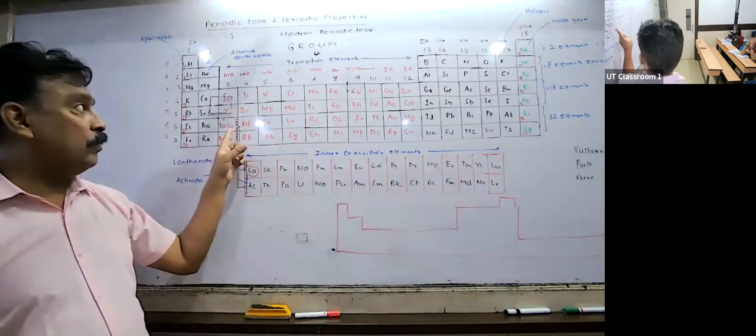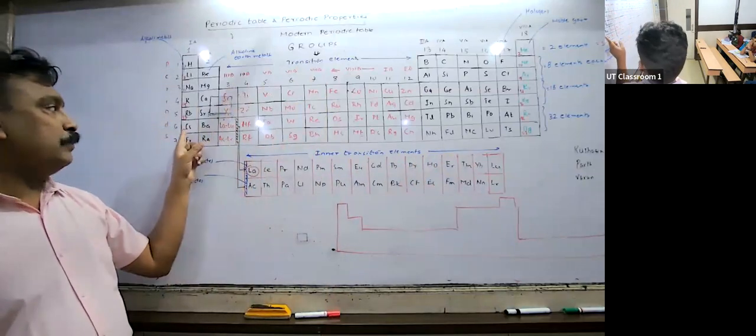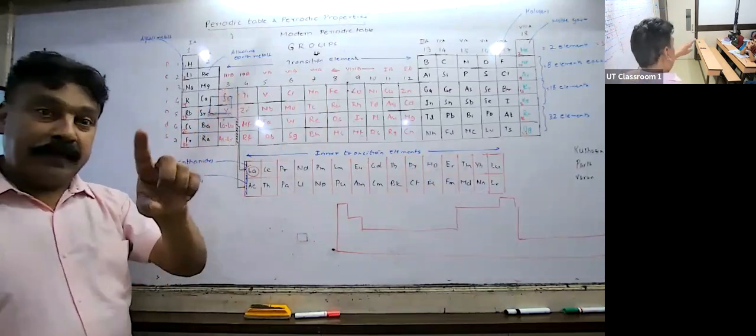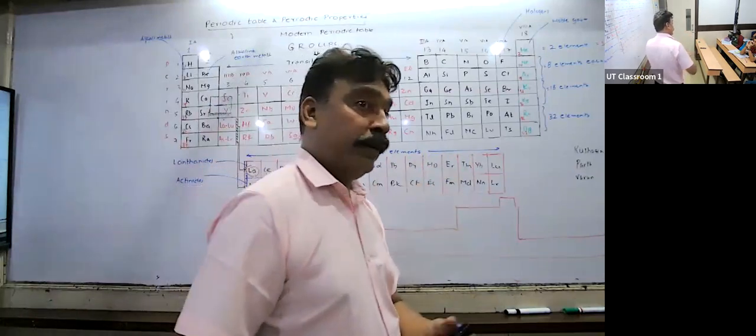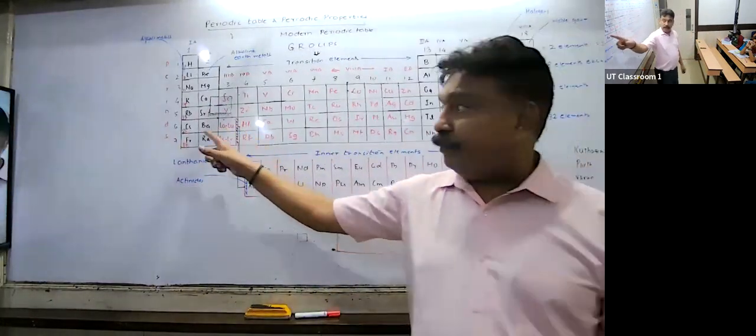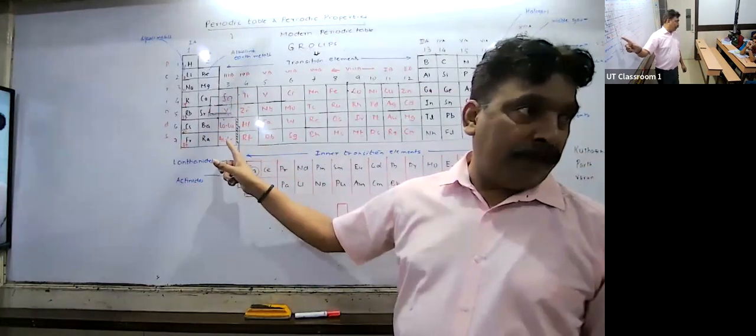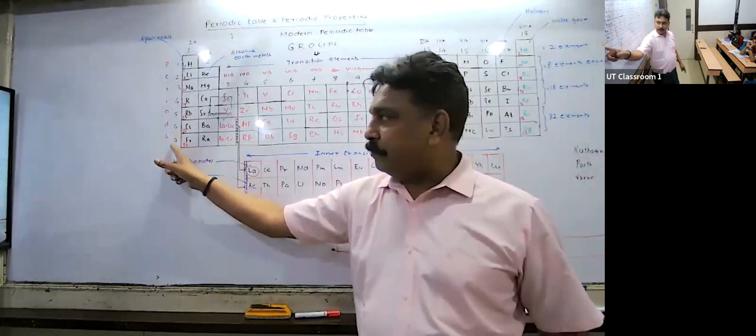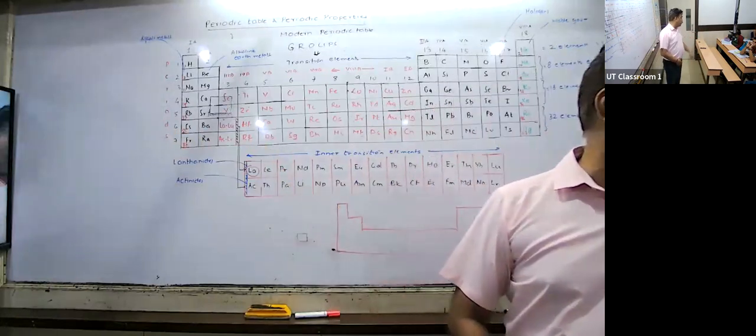Elements are placed over here only. Third B group and sixth period: lanthanides. Third B group and seventh period: actinides. If someone asks, sir, what is the placement of these two groups of elements? It is third B, the group is the same, but their periods are sixth and seventh. Lanthanides are placed in the sixth period and actinides are placed in the seventh period.